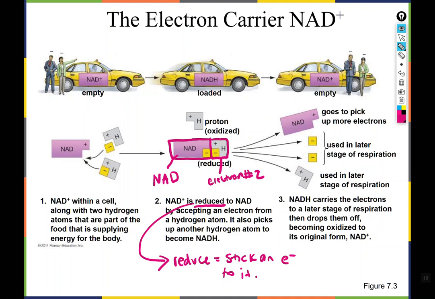If I were to reduce Tiki, that would mean that I would be sticking an electron on her. By contrast, oxidizing is to take electrons away from things. So the reason this proton is said to be oxidized is because the NADH has stolen its electron. So that's the deal with that.